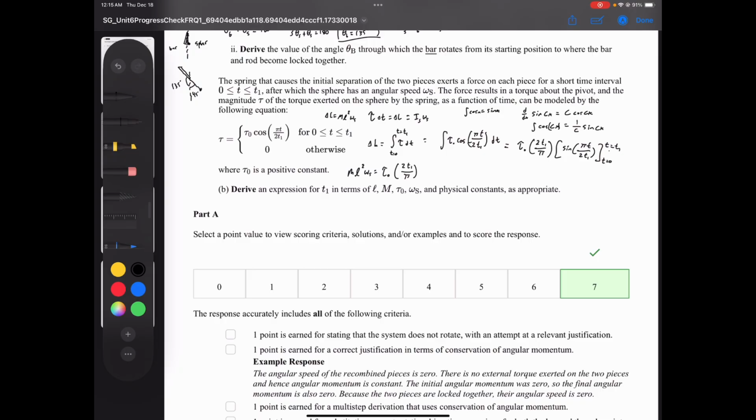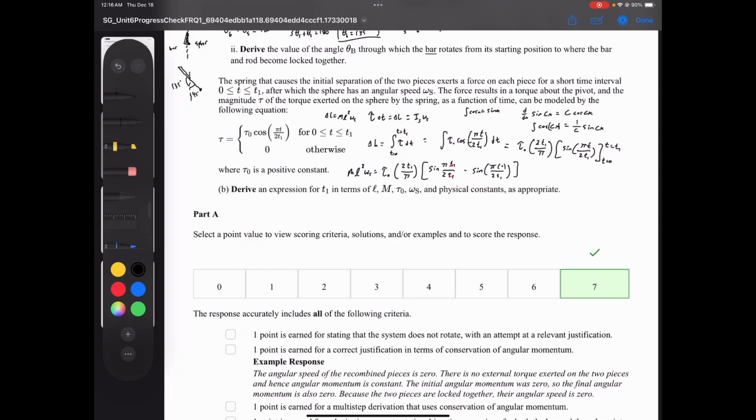Then I'm going to do the full evaluation just so you can see what this looks like. You start with the upper bound, and then you subtract the lower bound from that. So when t equals t1, I'm going to have the sine of pi times t1 all over 2 t1. Those t1s cancel out. And then that minus the sine of pi times 0, which is the lower bound, divided by 2 t1.